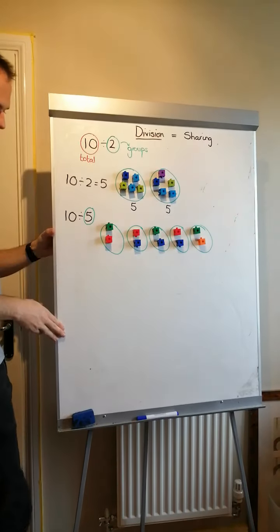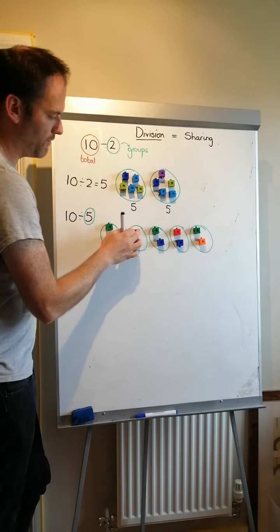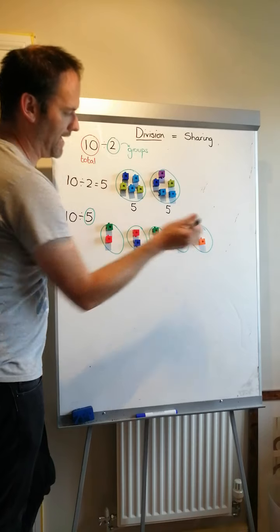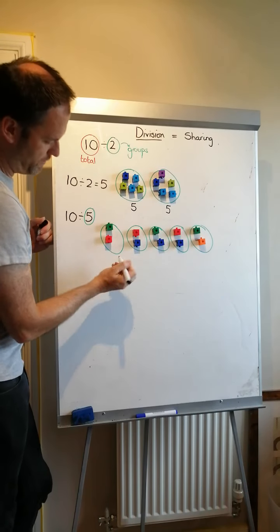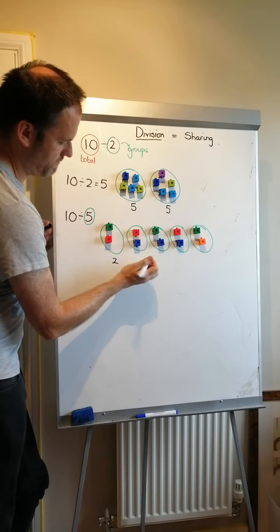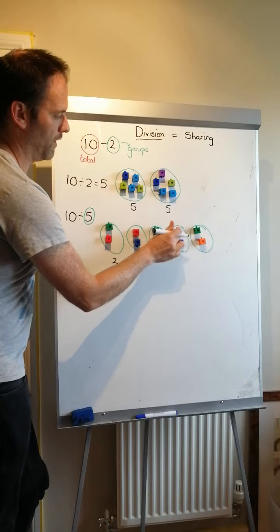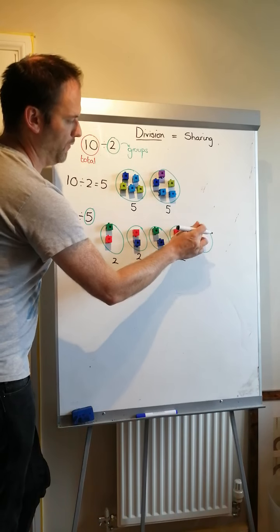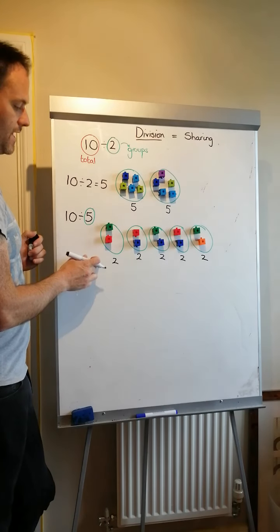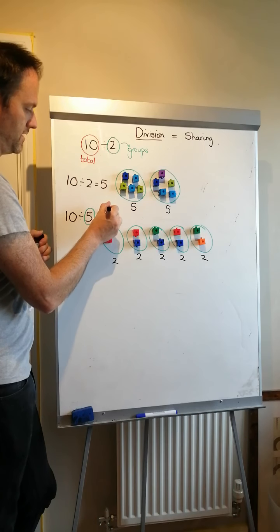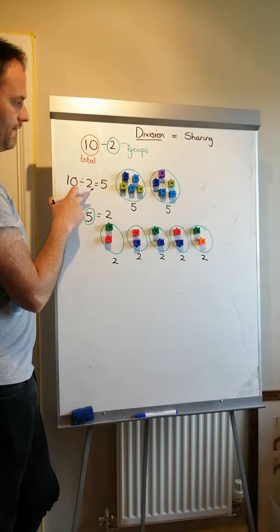10. Okay, let's double check. 1, 2, 3, 4, 5, 6, 7, 8, 9, 10. Good, we've got 10. How many's in this group? Let's count them. 1, 2. 1, 2. 1, 2. 1, 2. 2 in every group, so I know I've shared them equally, and that would be our answer. Oh, look at that. Same as the 2 up here.